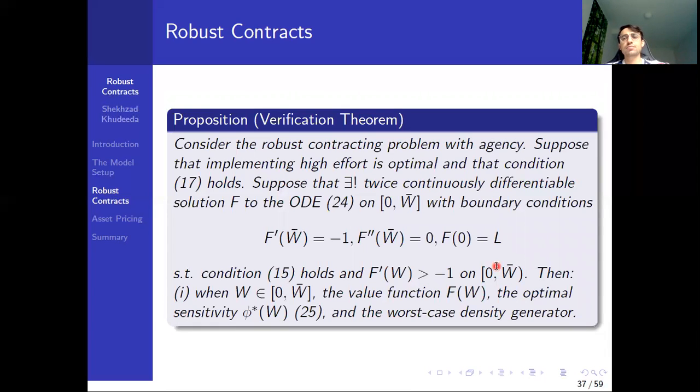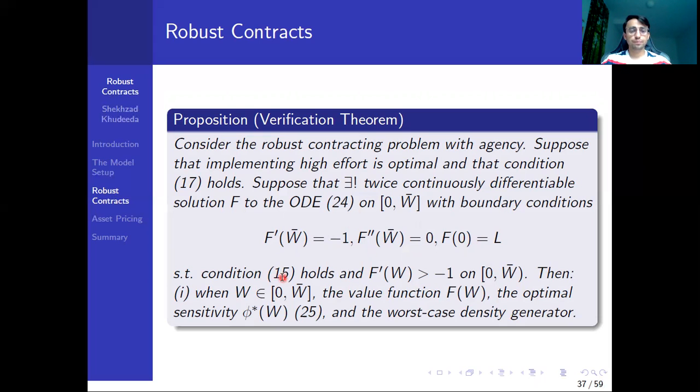It's somehow the same as before, except with some tiny change. We consider the robust contracting problem with the agency as previously, and suppose that the implementing hypothesis is optimal, which means T is equal to 1, and condition 70, which was the liquidation condition, is also false. And there exists a twice continuously differentiable solution F to our ordinary differential equation 24, this one, on this compact interval with the boundary conditions.